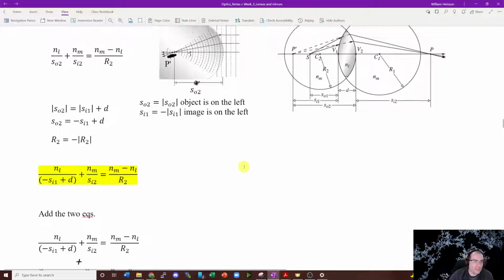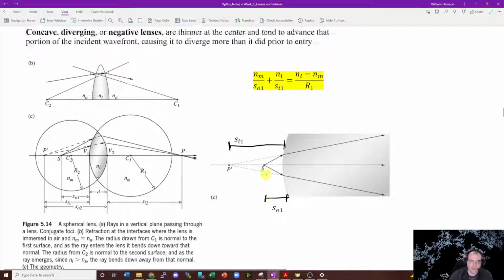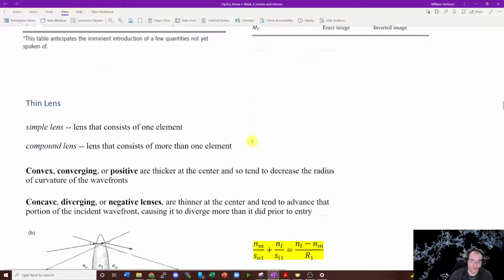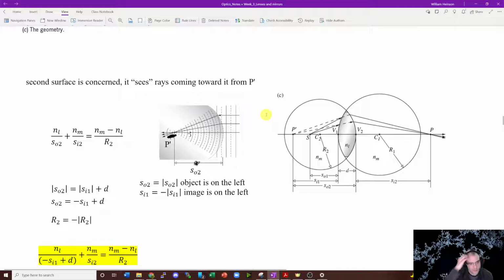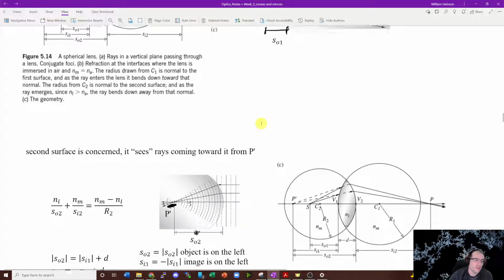Okay, quick review of what we just did. We break this into two separate spheres. This light source here comes and impacts sphere 1 first, so we do the math there. It has an object distance here, and then this image distance here, S_I1, S_O1. The image is on the left, so it is negative. The object is on the left, so it is positive, based on the sign conventions in these tables here. And that's well and good, and we get this equation here in yellow.